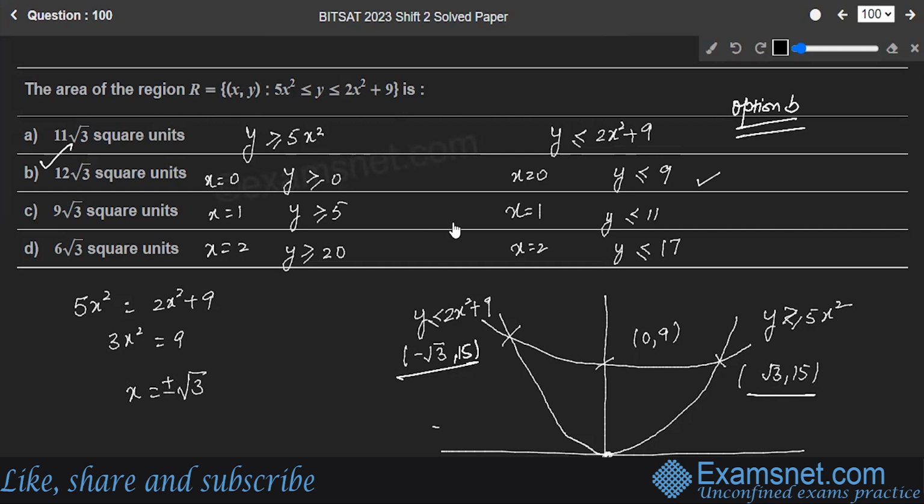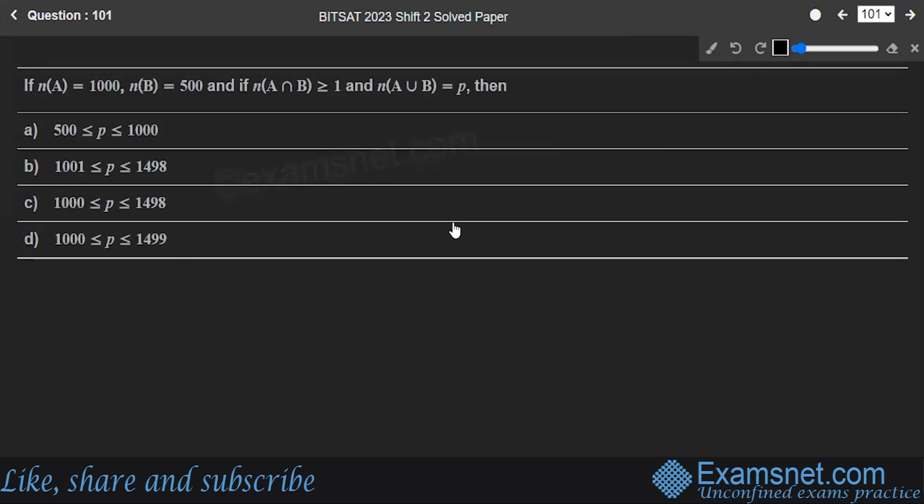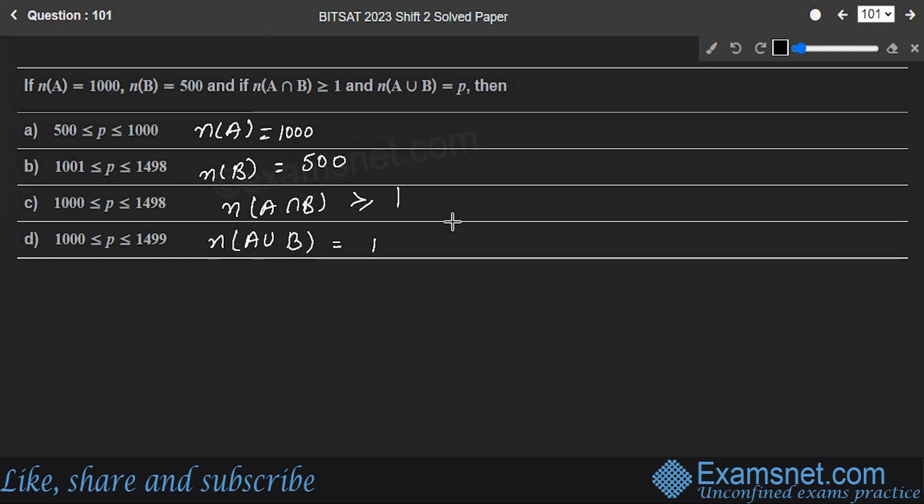Hope you understood that. Next is question number 101. If n of A is 1000 and n of B is 500, and if n of A intersection B is greater than or equal to 1, and n of A union B is equal to P, then which of the following is true for P? So here you have n A as 1000, n B as 500, and n A intersection B greater than or equal to 1, and this is equal to P. Then you have n of A union B.